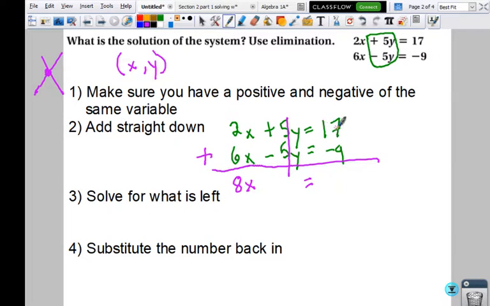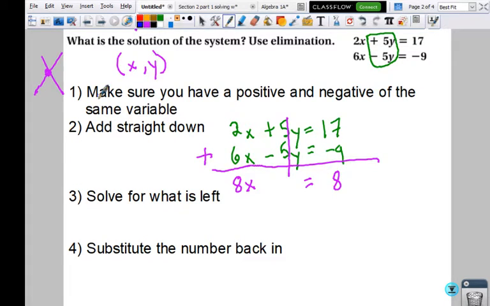And then we're going to keep going. I have 17 plus negative 9, which is 8. Yeah, it's 8. Okay, so I added straight down, and the y's disappeared, which is good, because I have 8x equals 8. How do I solve this for x? We're going to divide it by 8.